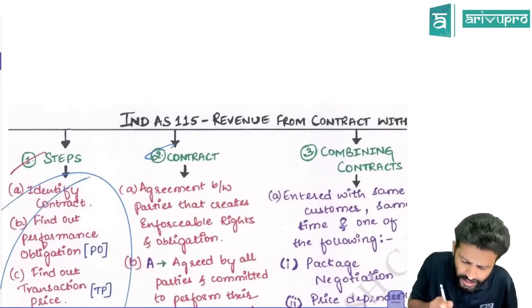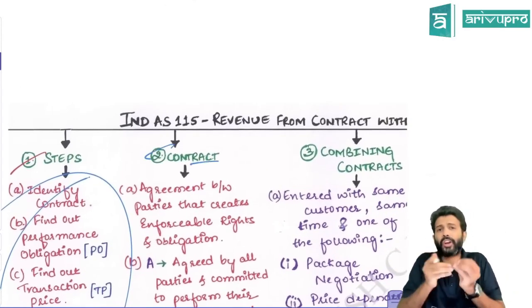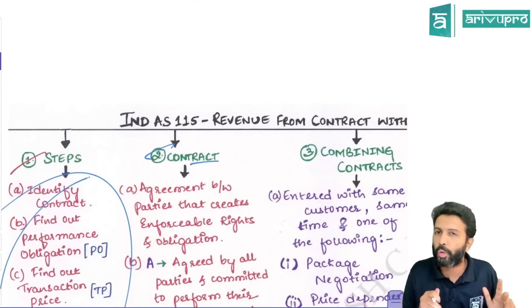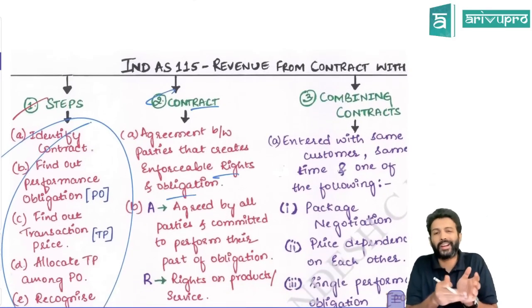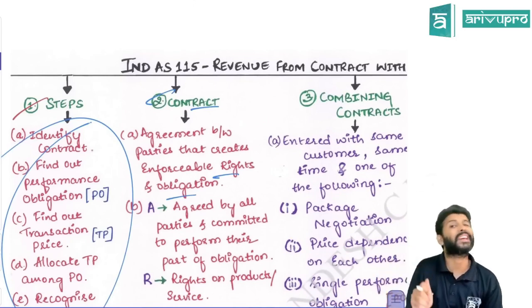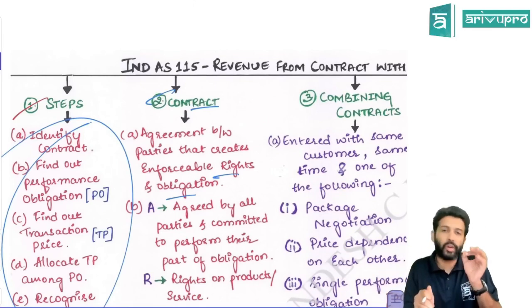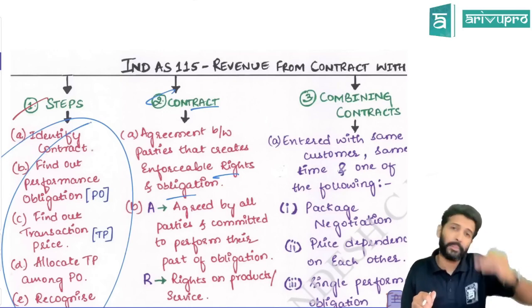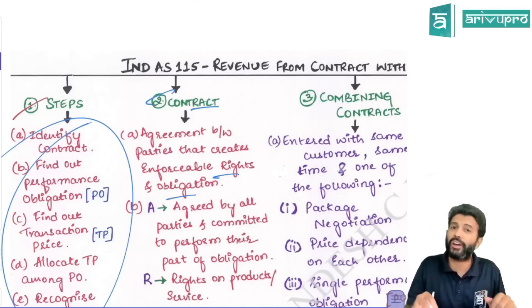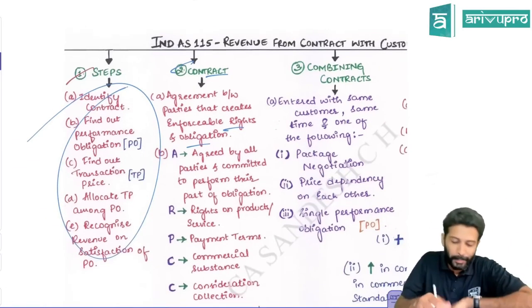The first step is identifying the contract. A contract is an agreement between two or more parties that creates enforceable rights and obligations. Because of the contract, the rights and obligations of the parties should be established. That's what we call a contract. And when do we say that rights and obligations are satisfied? Provided certain features are there, which we call in our class ARPCC.